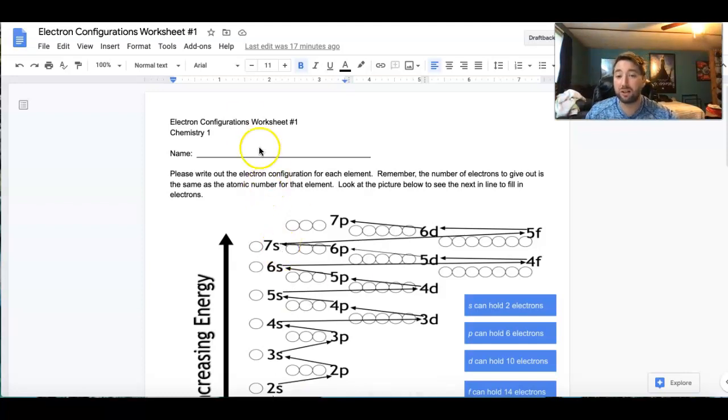So I'm going to do the Electron Configurations Worksheet 1. I'm going to do a lot of them. Hopefully you'll learn how to do them as we go through.